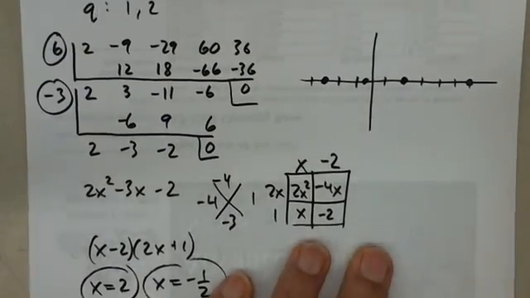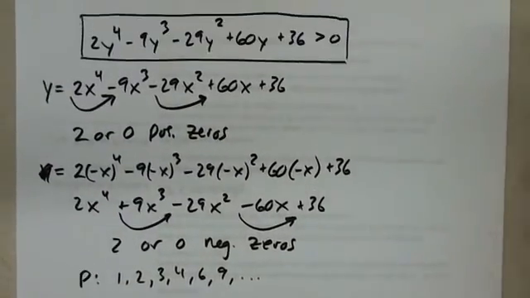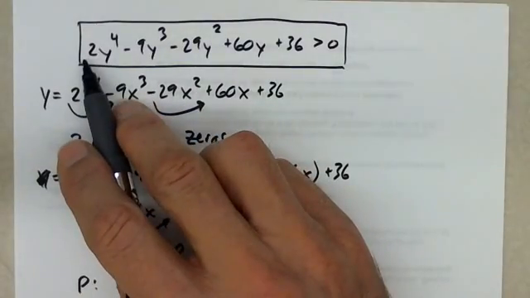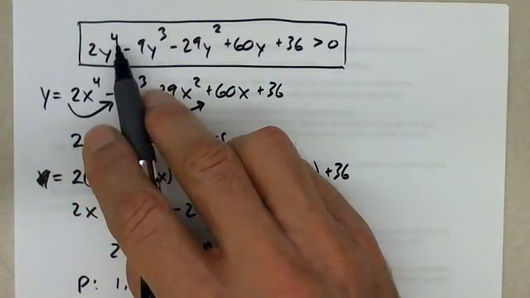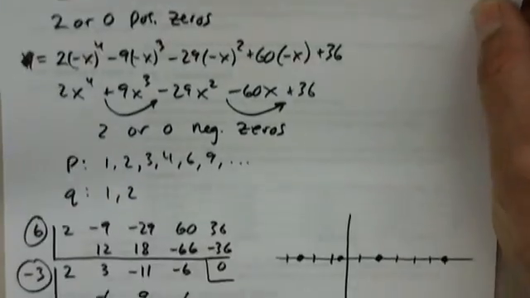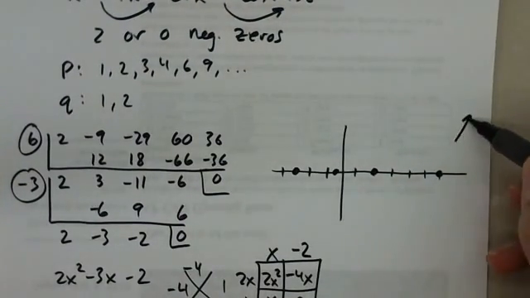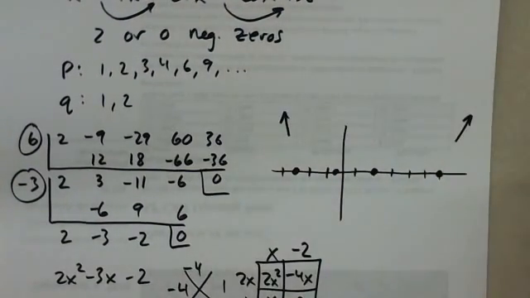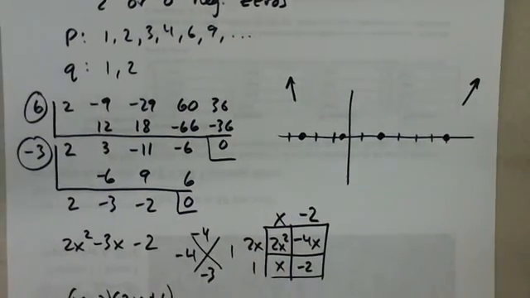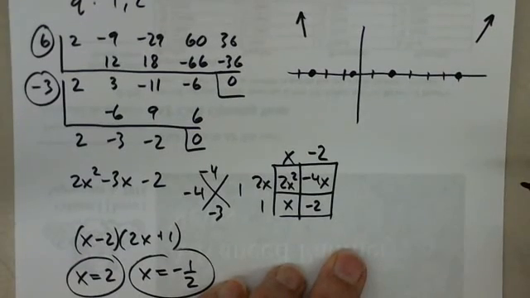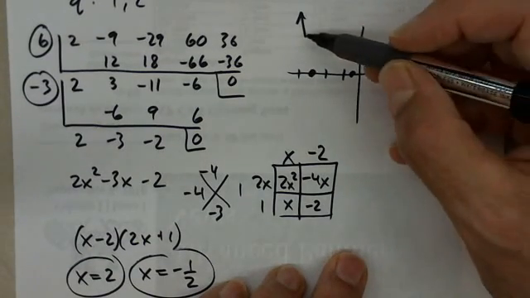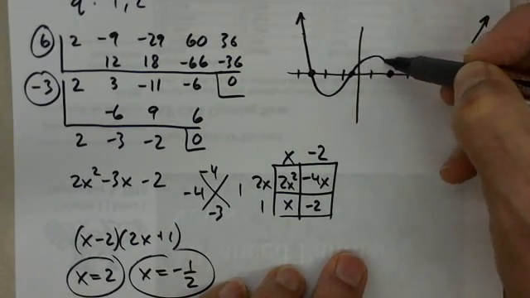Then we have to look at the end behavior. The end behavior, we have positive, so it goes up to the right, same direction. Up to the right, same direction. And we don't have repeated zeros, so all the multiplicities are odd, and that means it's going to cross at each one.